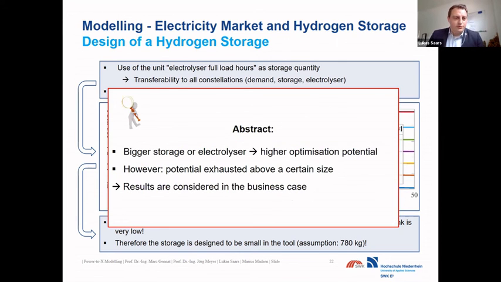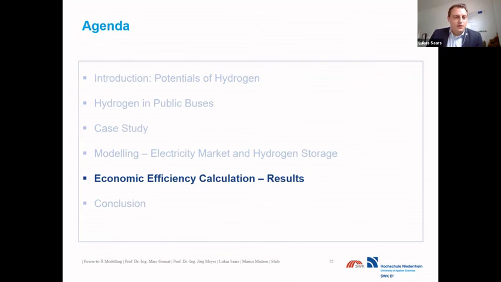So to the short abstract: bigger storage or electrolyzer, higher optimization potential. However, the potential is exhausted above a certain size, and these results are considered in the business case and the case study. Now we will take a look at the results of the profitability calculation. This includes, in particular, the result for the net present value and the levelized cost of energy for the hydrogen.